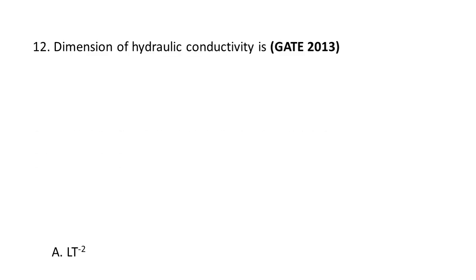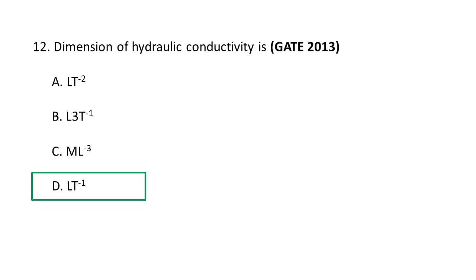Dimension of hydraulic conductivity is: A LT to the power of minus 2, B L3 T to the power of minus 1, C ML to the power of minus 3, and D LT to the power of minus 1. The dimension of hydraulic conductivity is nothing but length per time, so LT to the power of minus 1. Next question.